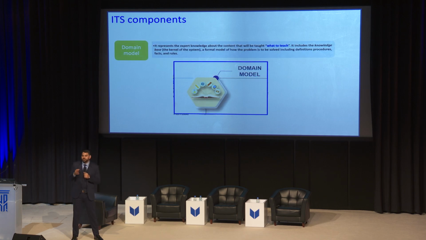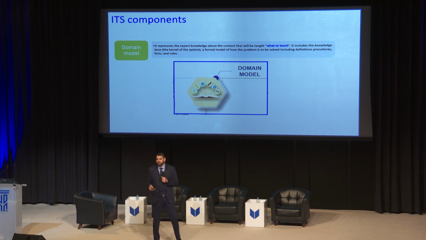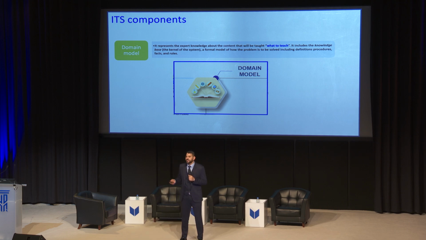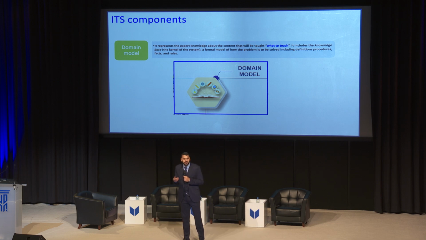Okay, so let's dive deeply into the different models and what each model is actually doing. The first model is called the domain model. When we say the domain model, this means the topics that we are teaching. If we are in computer science, that's the domain. It represents the expert knowledge. Here the expert knowledge is you as teachers, delivering the course.